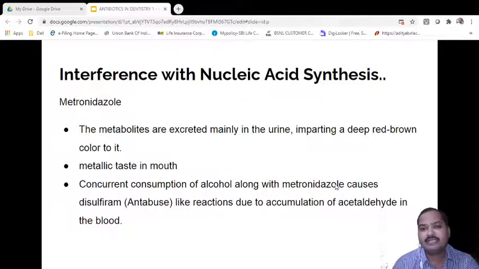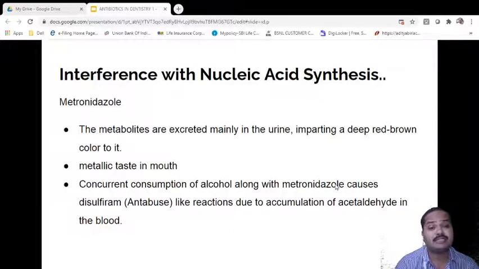It is rapidly and almost completely absorbed from the small intestine, and very little will reach the colon, and food does not affect its bioavailability. But the drug is metabolized mainly in the liver, and it is excreted mainly in the urine, imparting a very deep reddish brown color to the urine. It also crosses the placental barrier and is present in the milk of lactating mothers. There is also a metallic taste in the mouth whenever the patient is taking metronidazole.